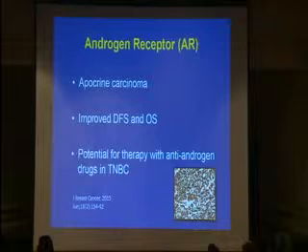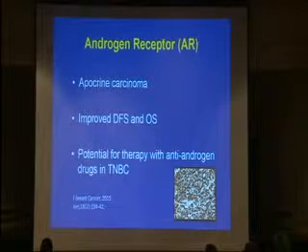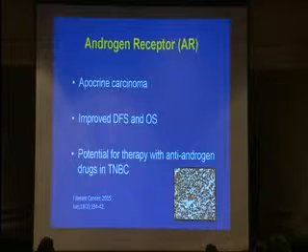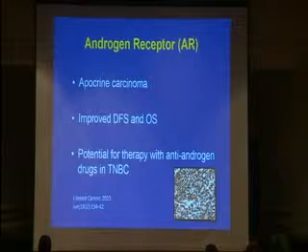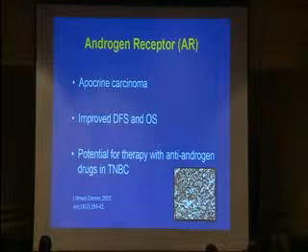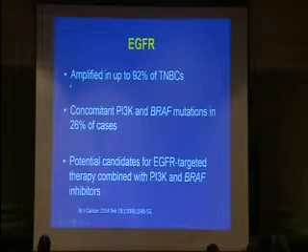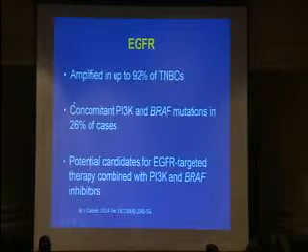Androgen receptor. Androgen receptor is typically expressed in apocrine carcinomas. It's a nuclear stain, and it has been shown to be associated with improved disease-free survival and overall survival. The significance of androgen receptor expression is that it offers potential for therapy with anti-androgen drugs in triple-negative breast cancer. Apocrine carcinoma is one of the typical triple-negative breast cancers.